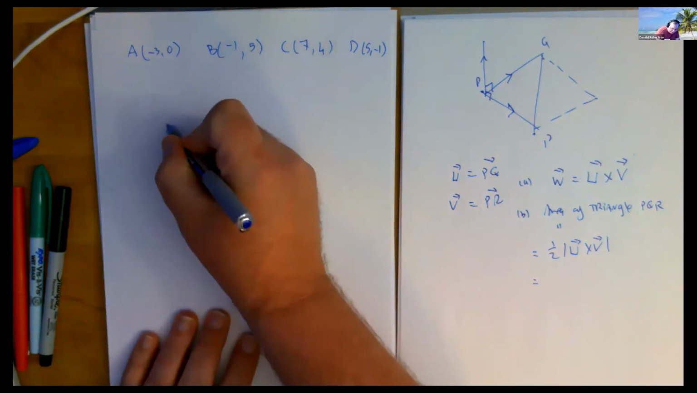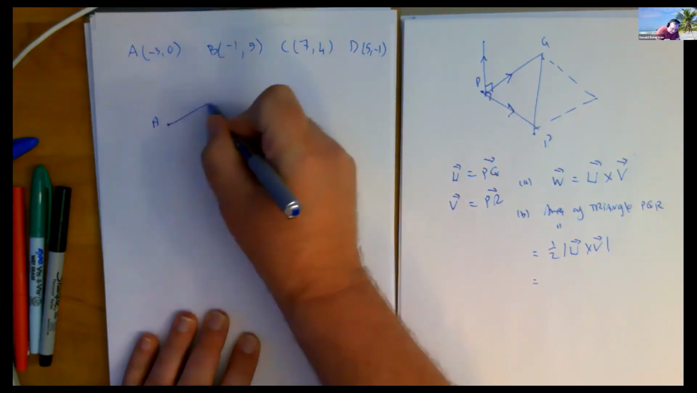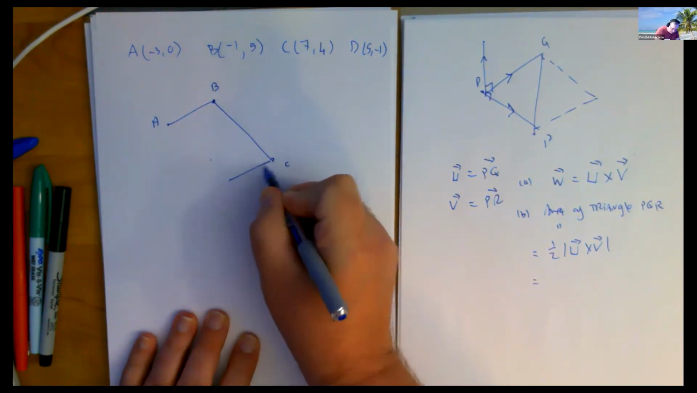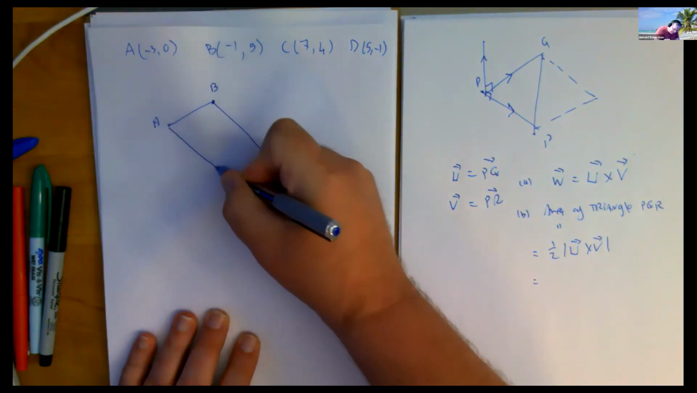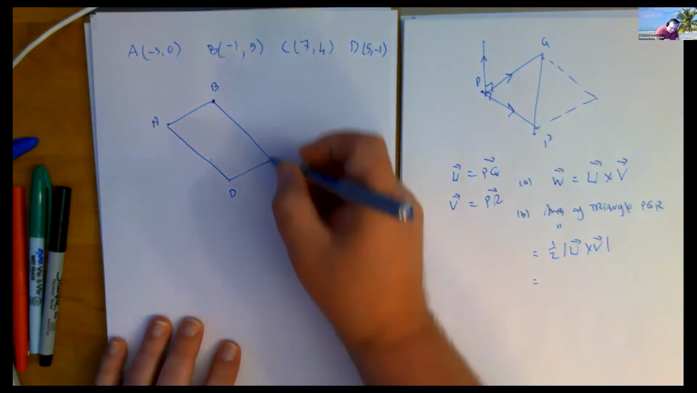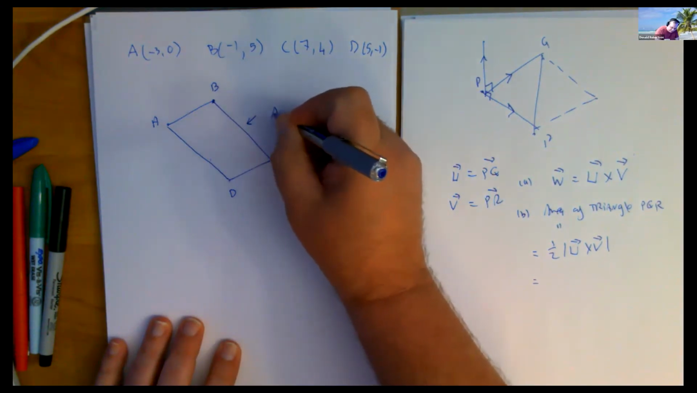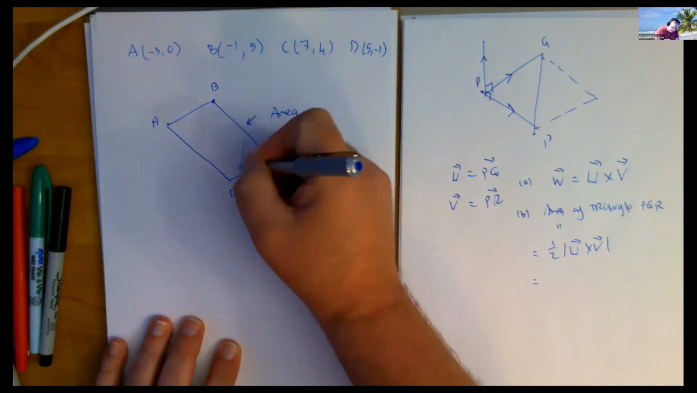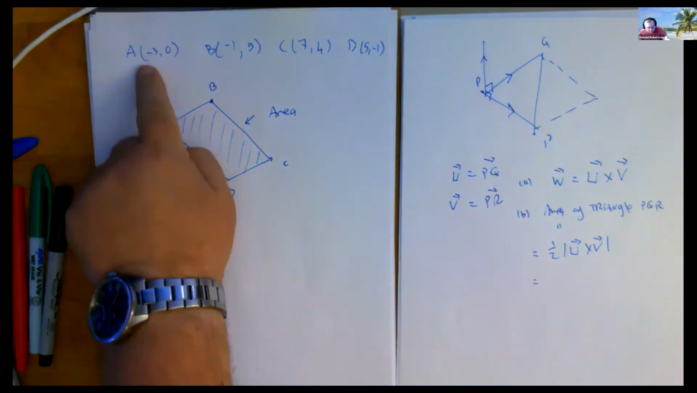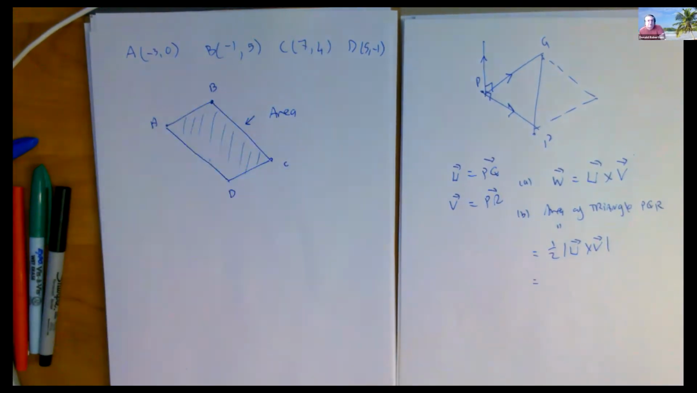Over here, we have an A. I'm calling that B. I'm calling that C. I'm calling that D. And I'm drawing a parallelogram because they told me it was a parallelogram. And we are going to find the area of this shape. Well, the first thing that strikes me is that these are two-dimensional points, so this is actually a flat piece of paper. Agreed?